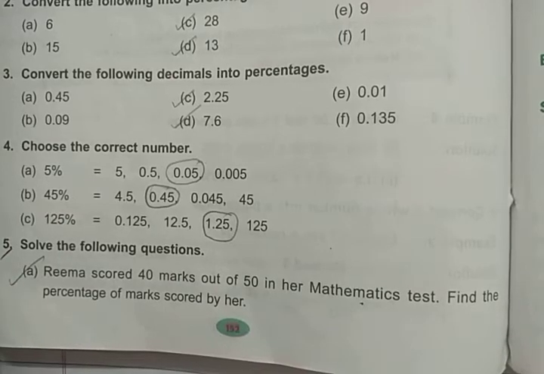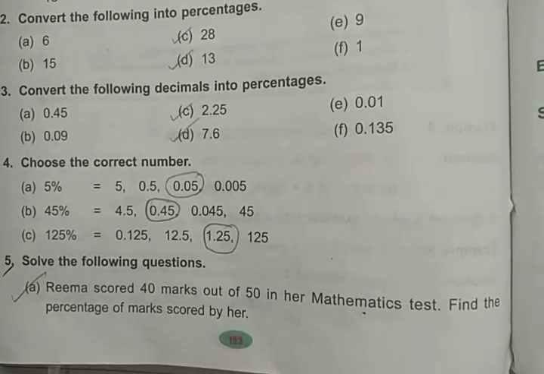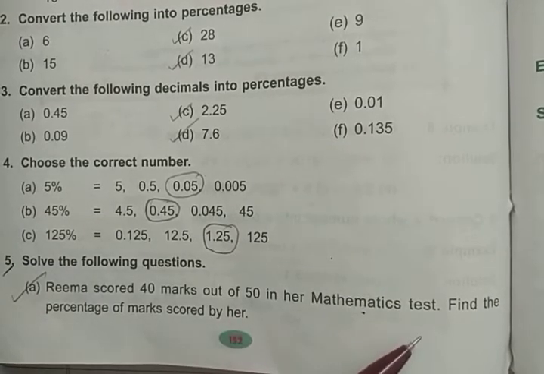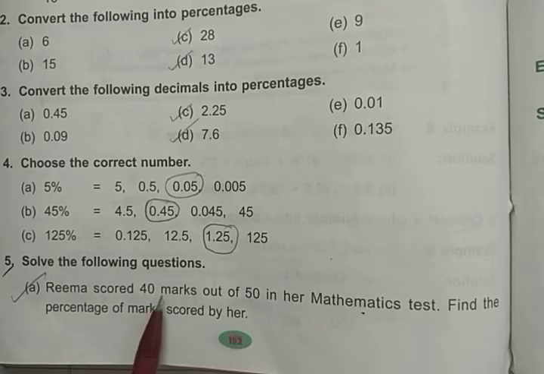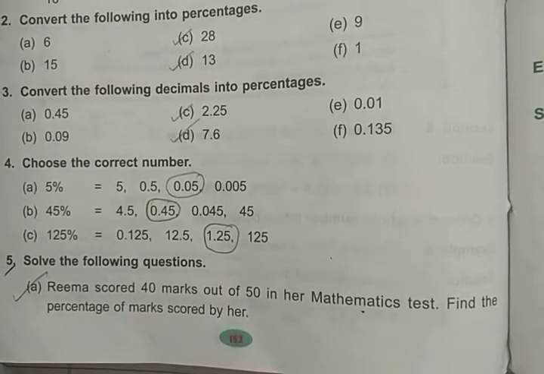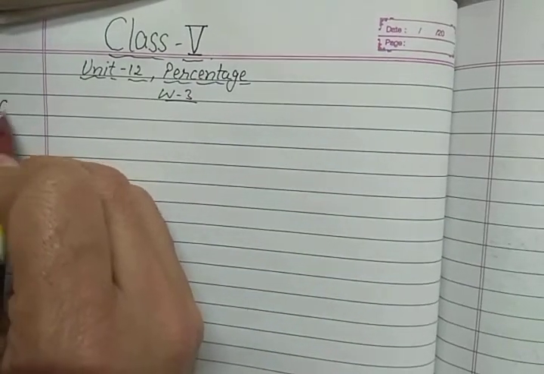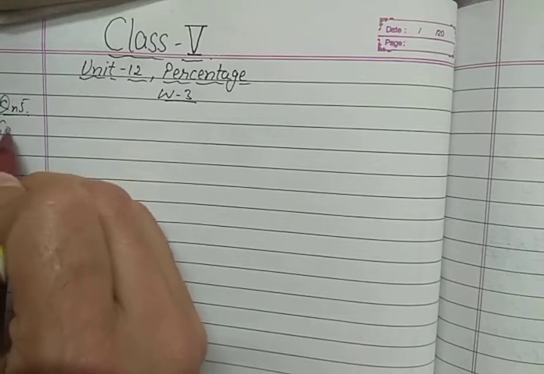So here is the first A part. Rima scored 40 marks out of 50 in her mathematics test. We have to find the percentage of marks scored by her. So how can we find the percentage of marks scored by her? Let us do it. Worksheet number 3, question number 5 and solution number 8.